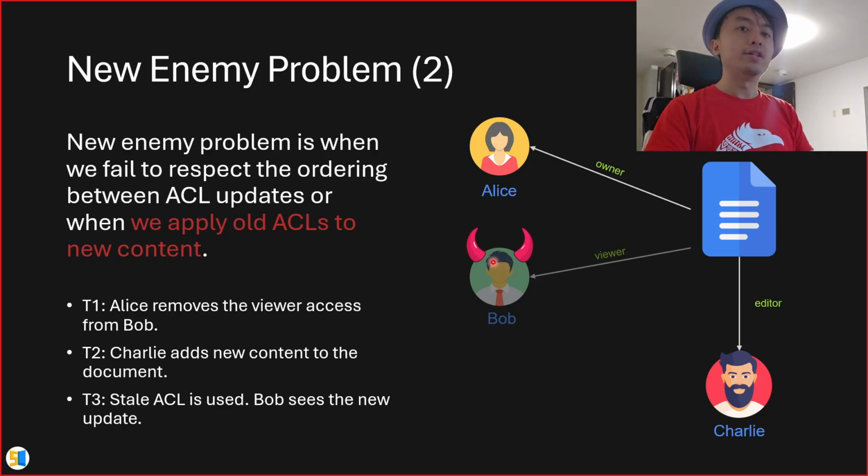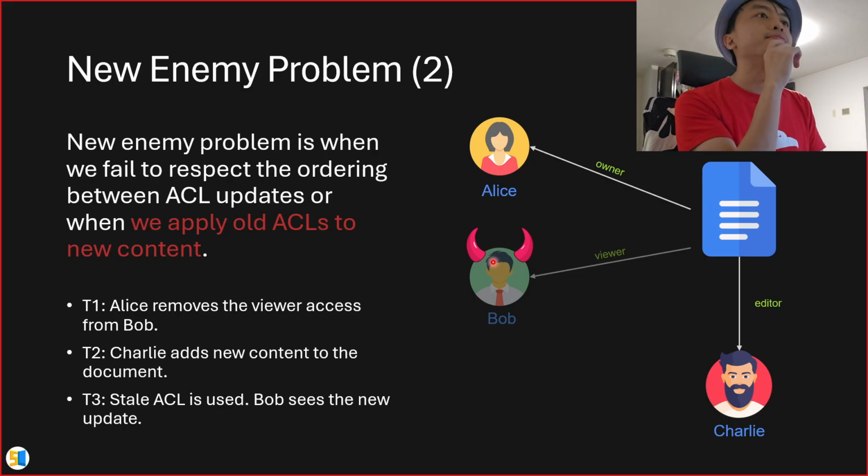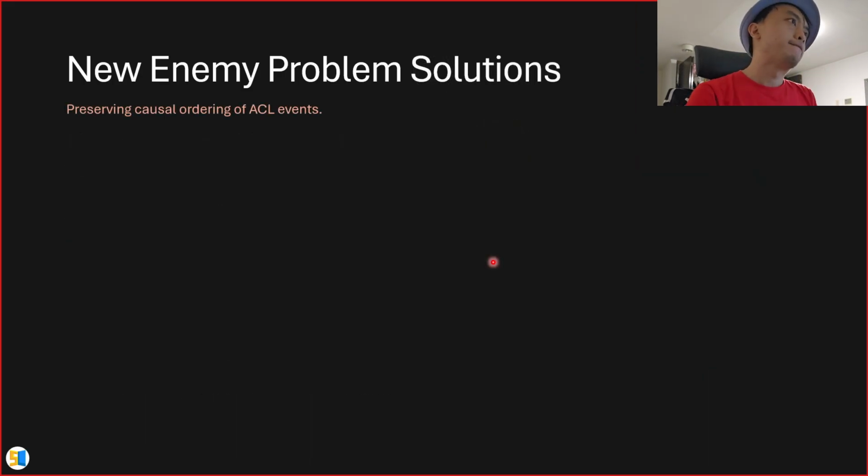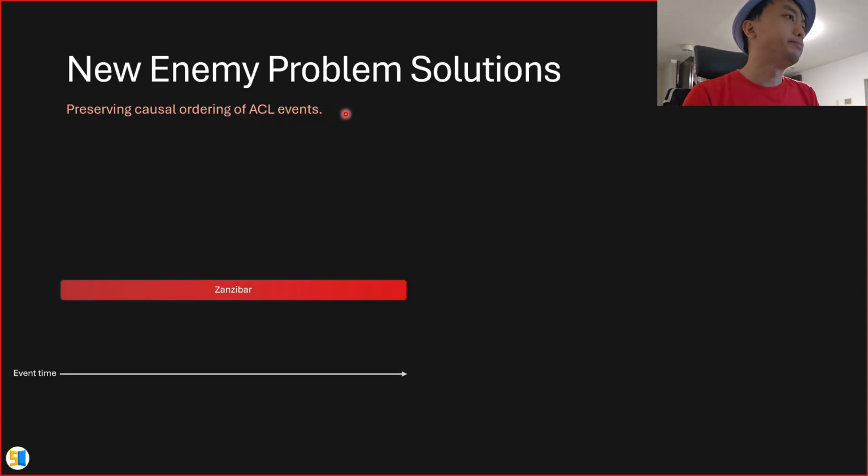So what is the solution to these problems? The solution is preserving causal ordering of ACL events. How do we do that? Whenever there is an event to update the ACL, or update the document, the content, the object, we will put a timestamp.